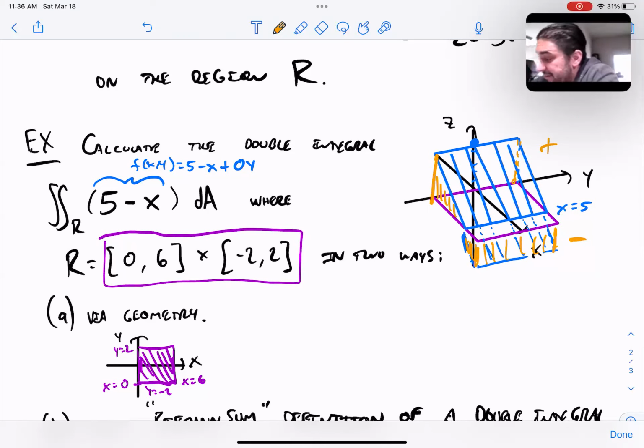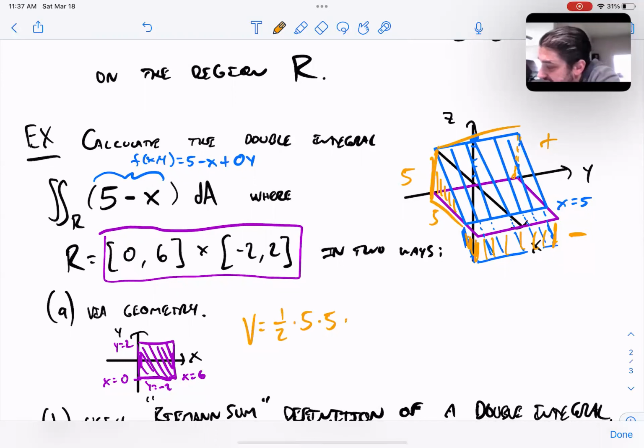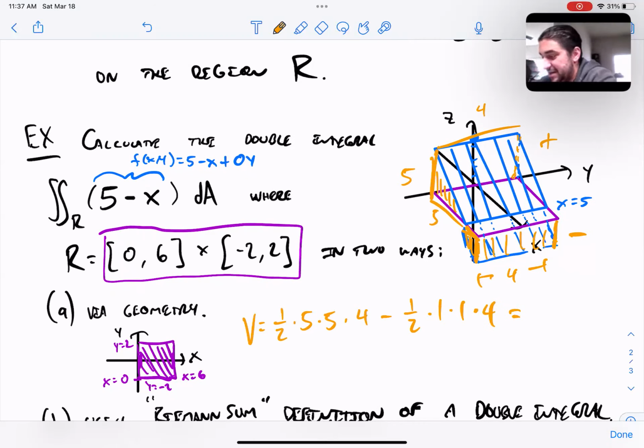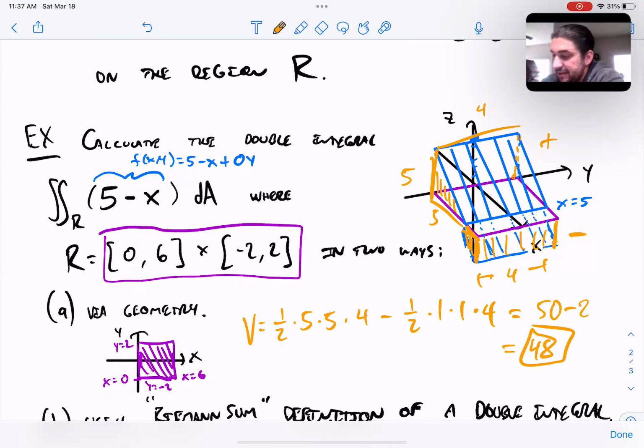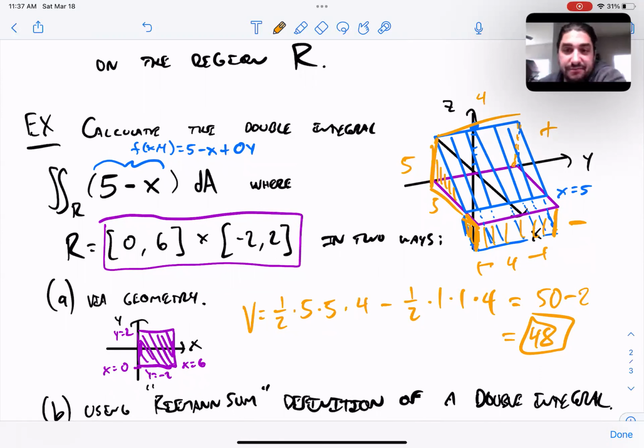Okay. So if I do it by geometry, what am I doing? These are triangular prisms, right? So the signed volume is going to be 1/2 times the base times the height, right? This is a 5 by 5 triangle times the width. And the width is going to be 4 because it's from -2 to 2, right? And then this one is going to be 1 by 1 on the actual triangle, right? And then it's going to be times 4 again in the width. That dimension is the same. So we do the arithmetic here, and we get 50 minus 2 is 48. So there's our answer, doing just purely geometry, right? Here the shapes are simple enough that we can do it without setting up an integral. Okay.